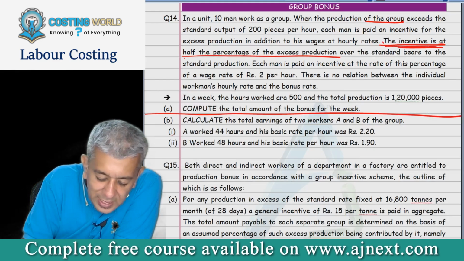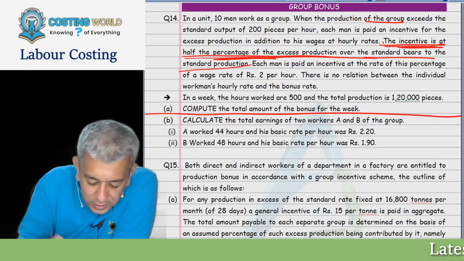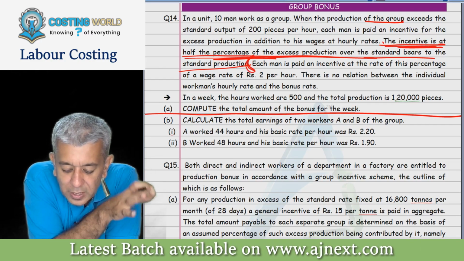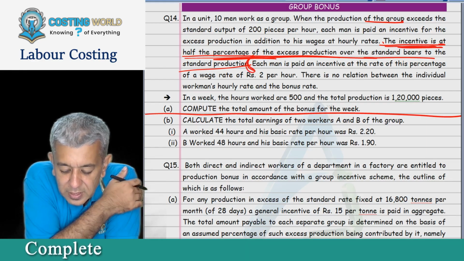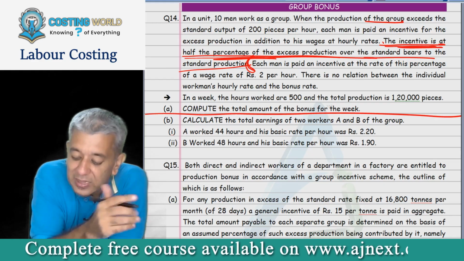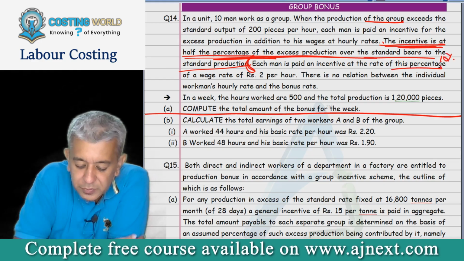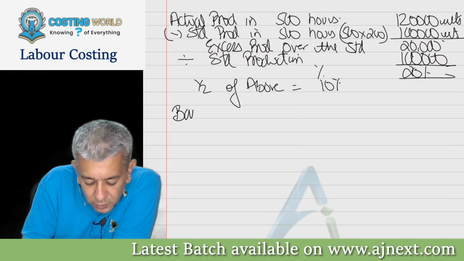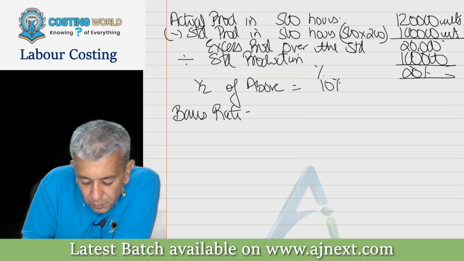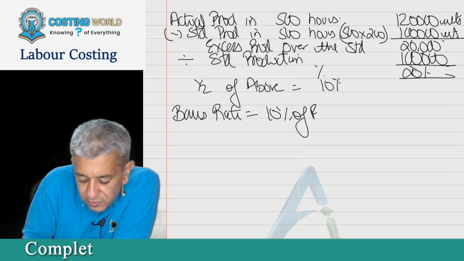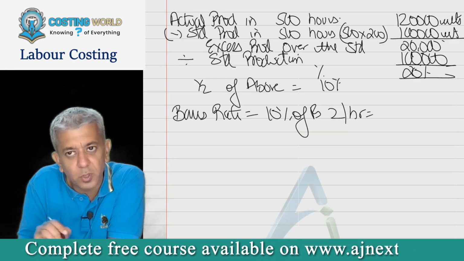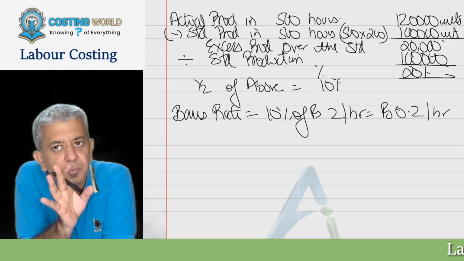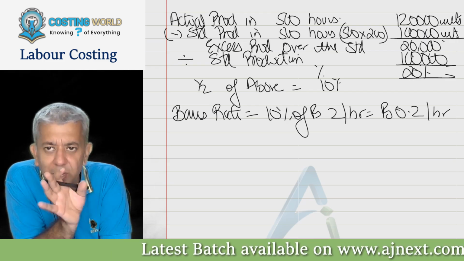So I'll come back to this line now. The incentive is at half the percentage of excess production. Okay, done. Now I'm on to this particular line. Each man is paid an incentive at the rate of this percentage, this means 10%, of wage rate of rupees 2 per hour. So therefore I am computing the bonus rate. Bonus rate will be 10% of rupees 2 per hour. Those guys have only told. So therefore bonus will be 0.2 per hour. Is this clear? I have done whatever the sum has told, nothing from my side.